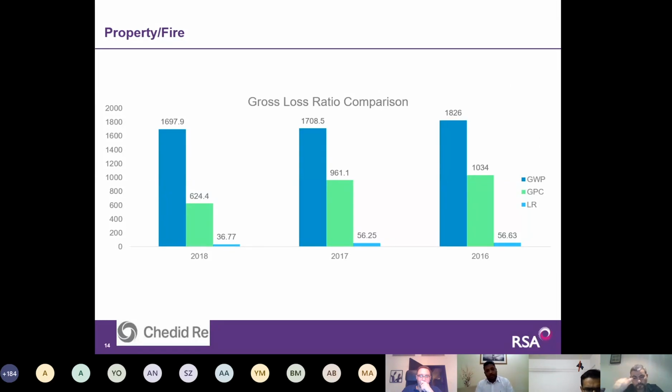So you can see a gross loss ratio comparison of property and fire line of business. As we discussed, in 2018 the gross written premium is 1.6 billion and the claims incurred is 624 million on a gross basis, which is representing almost 36.77% loss ratio of property and fire line of business. And as you can see, in 2017 it is 1.7 billion the written premium and the claims incurred is 961 million, which is almost 56.25% loss ratio. And in 2016 you can see that it is 1.8 billion the gross written premium in property line of business, and the gross loss incurred was almost 1.034 billion, which represents a loss ratio of 56.63%.